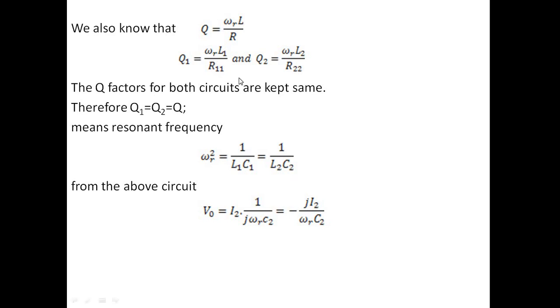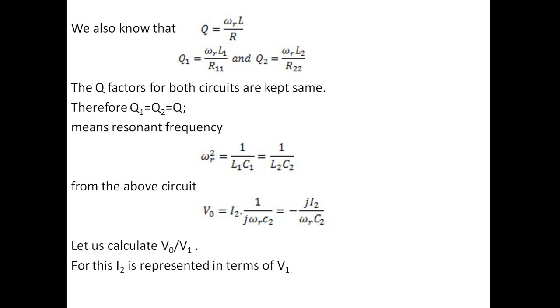From the circuit we have quoted previously, we can write the formula V0 is equal to I T into 1 by j omega C. This is I by j omega C, which is equal to I2 into 1 by j omega R into C2. We can bring this j to the numerator by writing minus j I2 by omega R into C2. Now let us calculate V0 by V1. For this, I2 must be represented in terms of V1, because to derive V0 by V1, you need to represent I2 in terms of V1, and only then can we write V0 by V1.